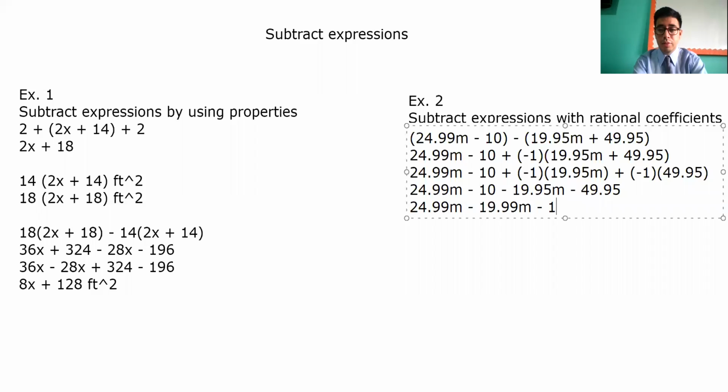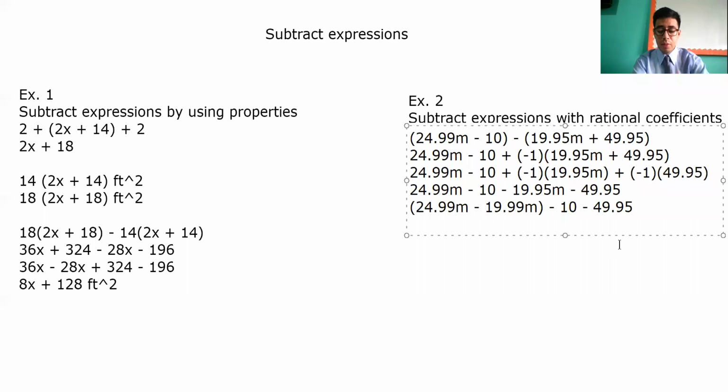Minus 10 minus 49.95. Okay, and in the book they separate using parentheses, so you can separate the terms that have a variable, and the terms that don't have a variable are outside the parentheses. Okay, so 24.99 minus 19.95, sorry, we obtain 5.04m minus the other terms that we have.